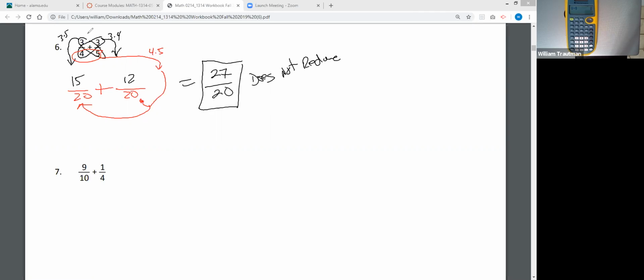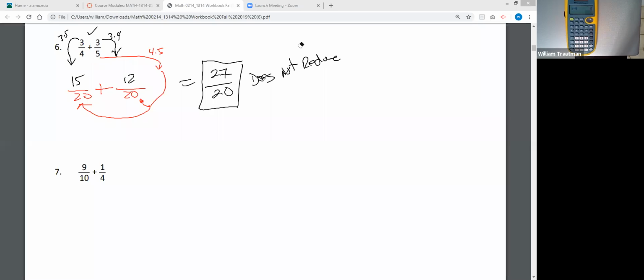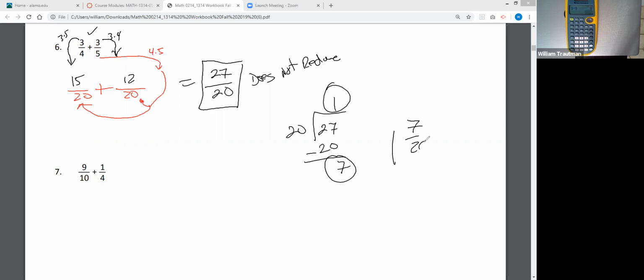Did anybody try this on their calculator? Did anybody get the same answer I got? I hope you did. Yes, it's correct. Perfect. Now, to change it to a mixed number, remember the steps we showed you: the top divided by the bottom. 20 goes into 27 one time. So the answer is 1 and 7 over 20.